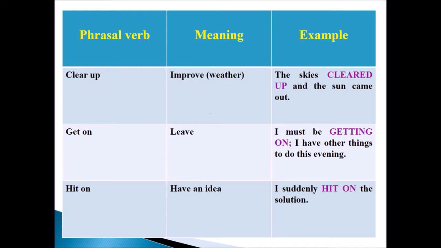Example sentence: The skies cleared up and the sun came out. The next phrasal verb is get on. Get on means leave. Example sentence: I must be getting on. I have other things to do this evening.